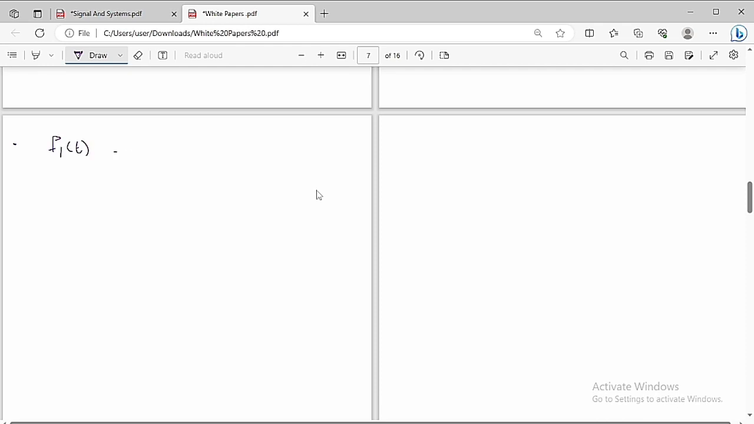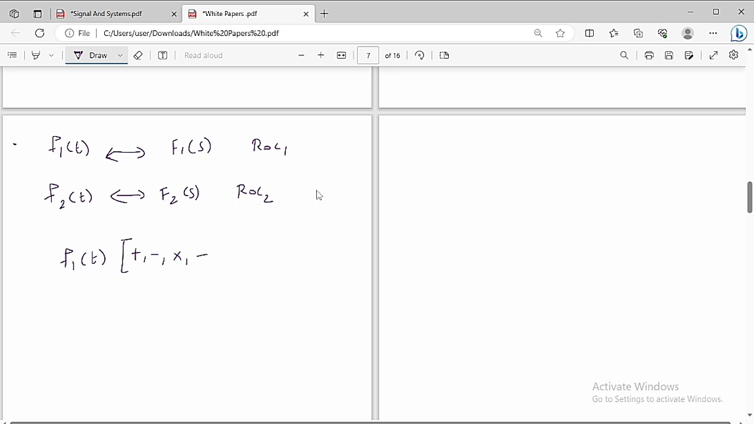For f1 of t, the Laplace transform is F1 of s with an ROC1. Suppose f2 of t is there. For this the Laplace transform is F2 of s and the ROC is ROC2. Suppose we form a new signal f1 of t, either added, subtracted, multiplied or divided with f2 of t. Then what is the overall Laplace transform? Same thing: F1 of s added, subtracted, multiplied or divided with F2 of s. Then what is the net ROC?